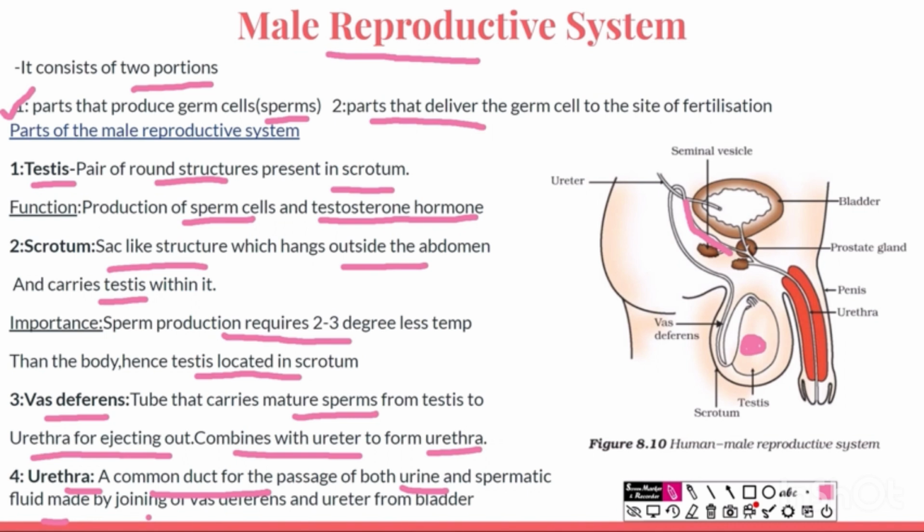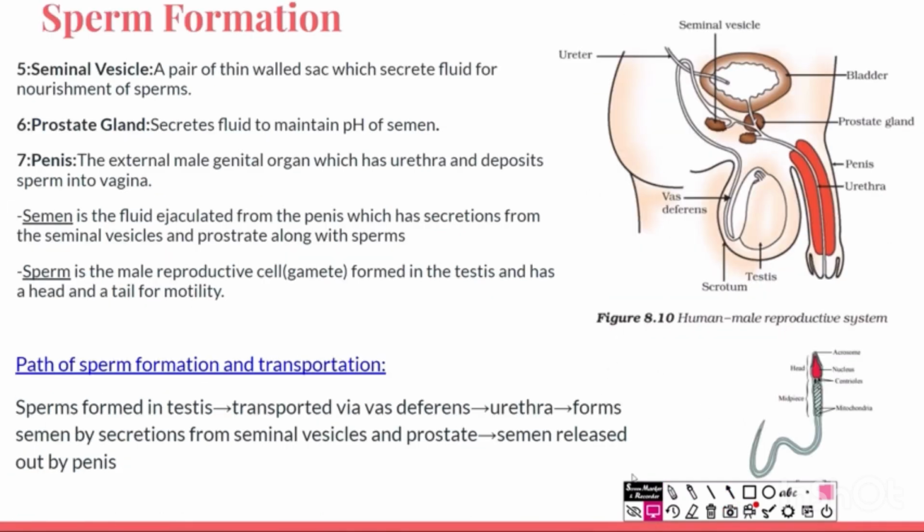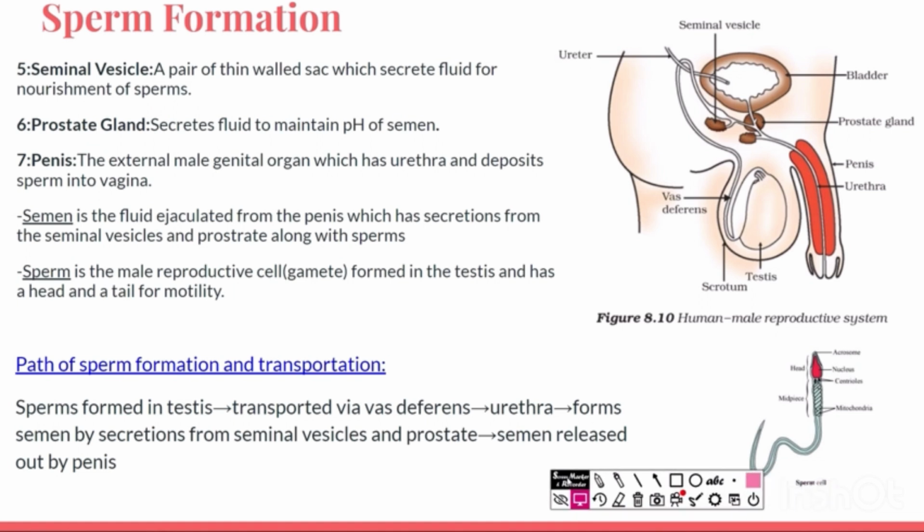So the urethra is formed by the combination of the ureter which is coming from the bladder and the vas deferens, which has the sperms which are coming from the testes. Now we have some more parts, and then we will see how the sperm is formed and how the sperm is transported. So we have the seminal vesicle.